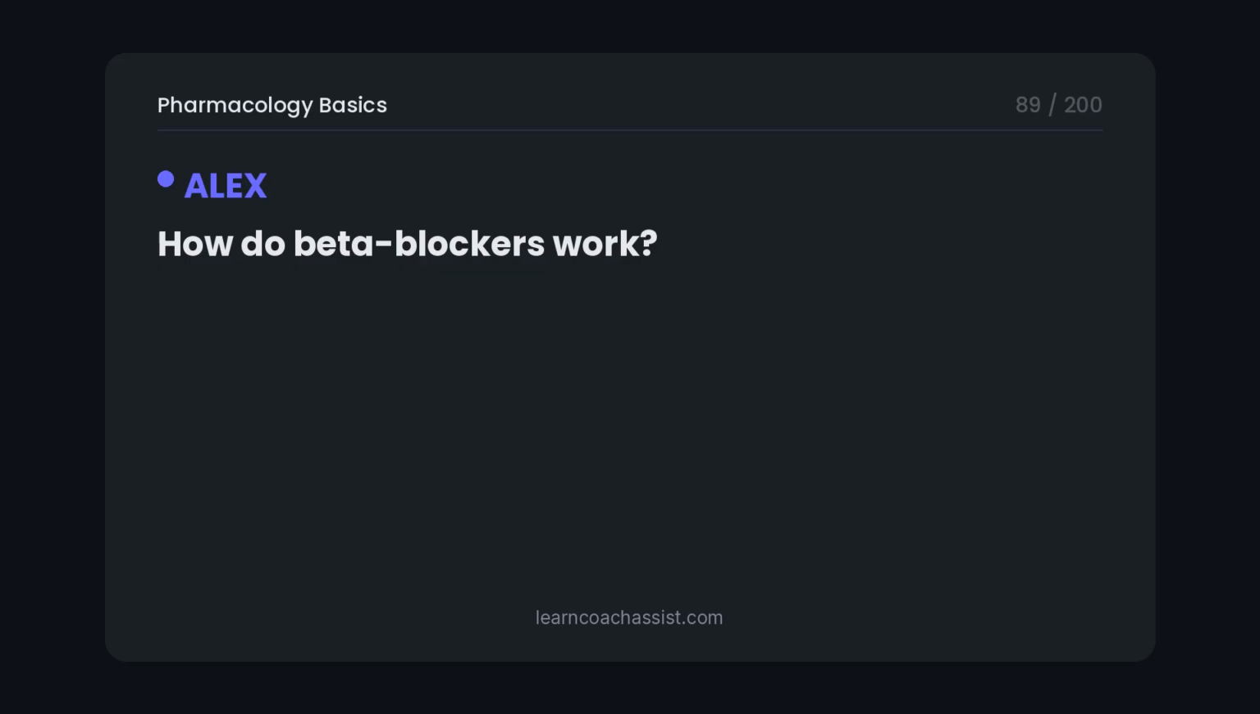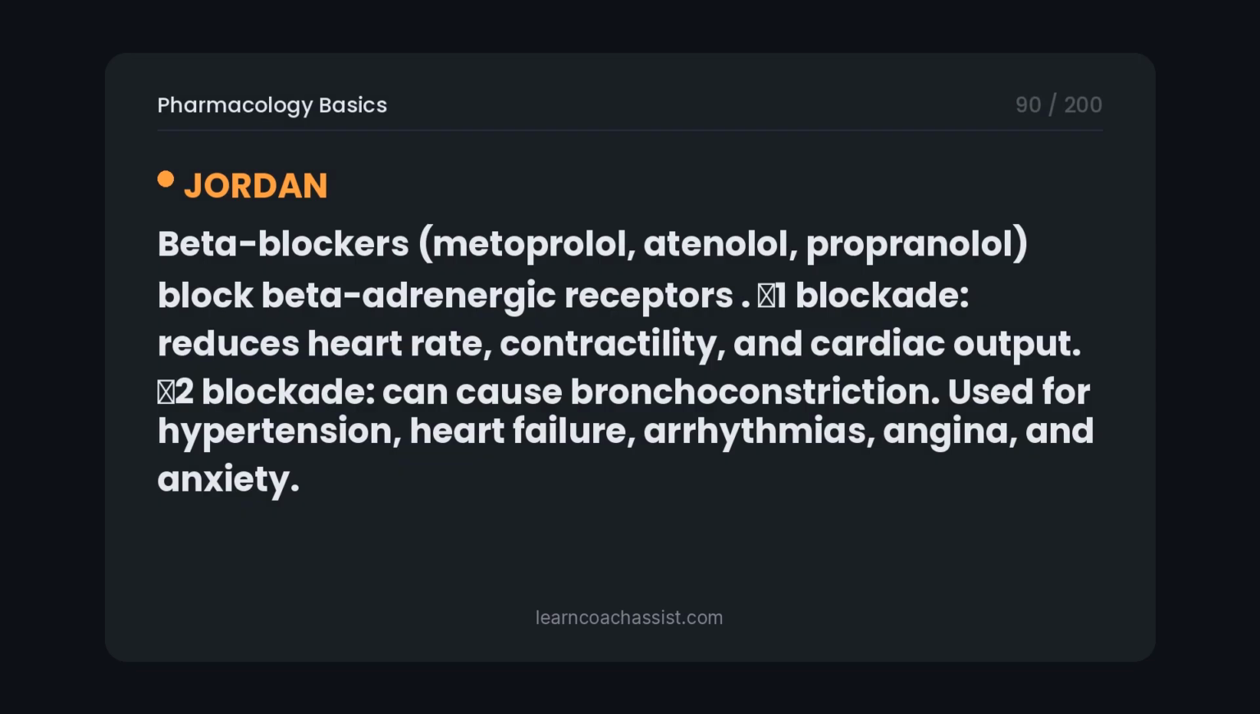How do beta blockers work? Beta blockers, metoprolol, atenolol, propranolol, block beta-adrenergic receptors. Beta-1 blockade reduces heart rate, contractility, and cardiac output. Beta-2 blockade can cause bronchoconstriction. Used for hypertension, heart failure, arrhythmias, angina, and anxiety.